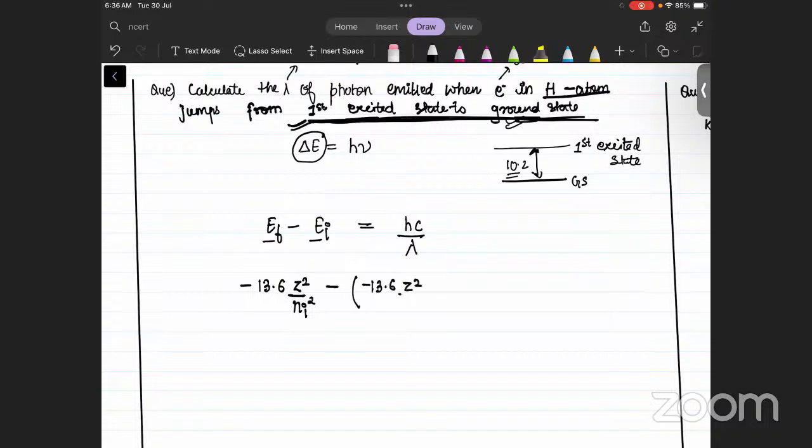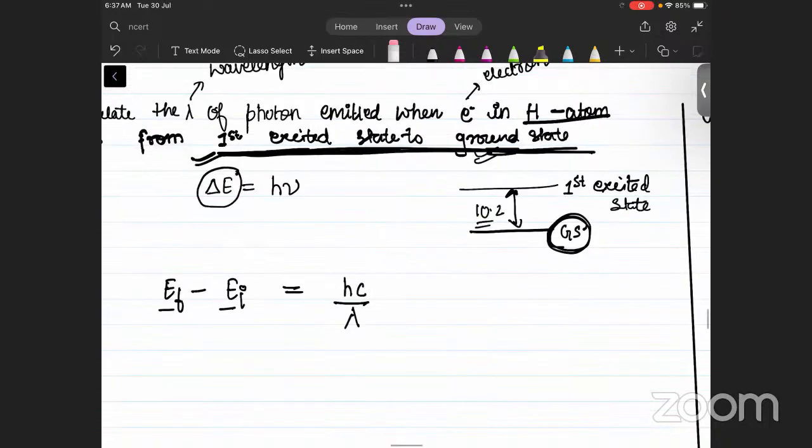So let's put the whole thing, so that it's very clear to you. hc over lambda. Now this is 1. Now n, it is going from, sorry, F, we'll take it F. Why is the initial energy taken as 13.6? Why is it taken as ground state? So let's remove this. Now you have to tell me, why are we taking ground state energy as?